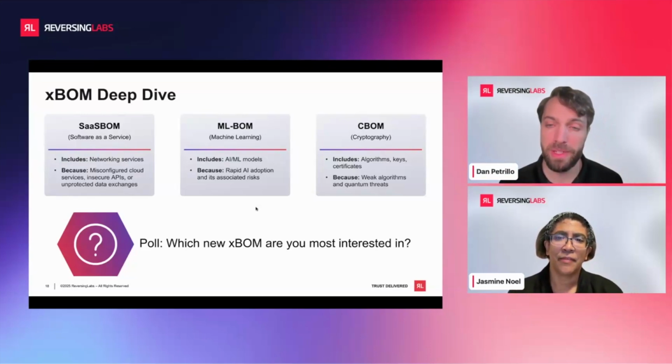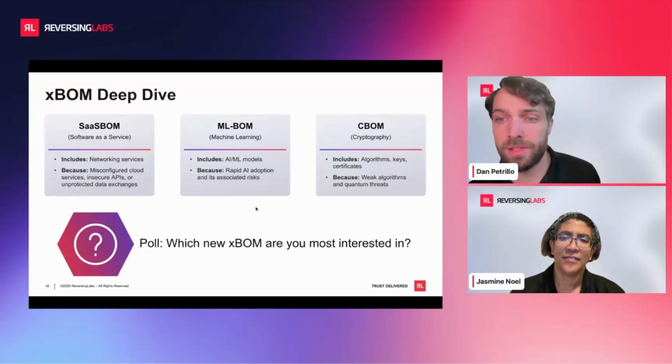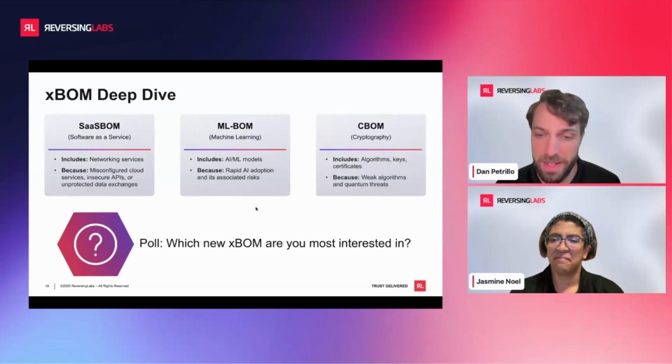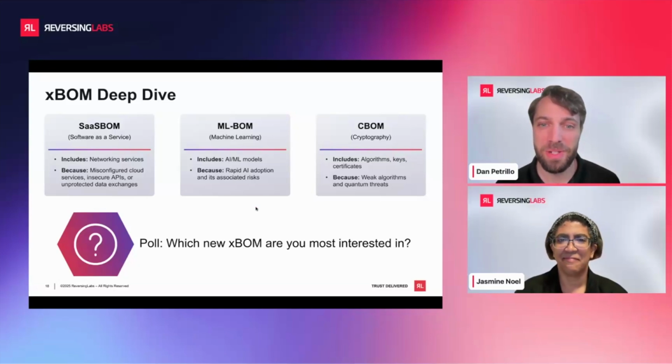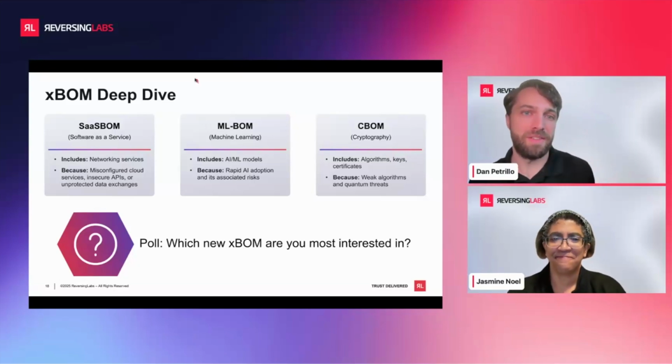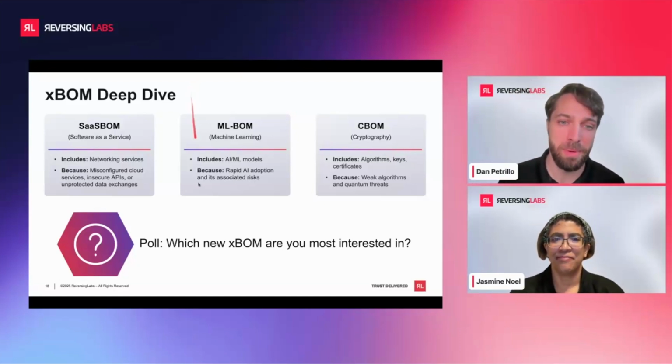We're going to see what we're building, and this is a great tool for that. And then the CBOM, cryptography, includes algorithms, keys, and certificates because of weak algorithms and quantum threats. We are at a near split, 32%, 32%, and 37%. So as such, we're going to appease all of you and provide some details on each. Thank you so much to the audience for your participation in the poll.